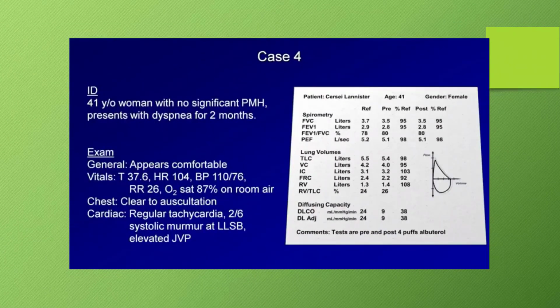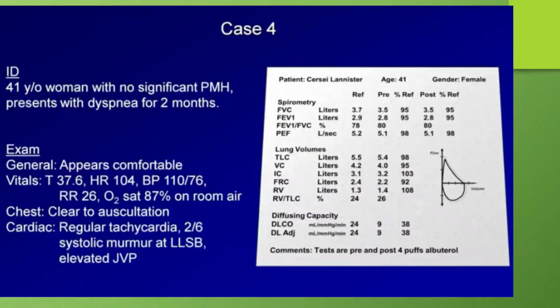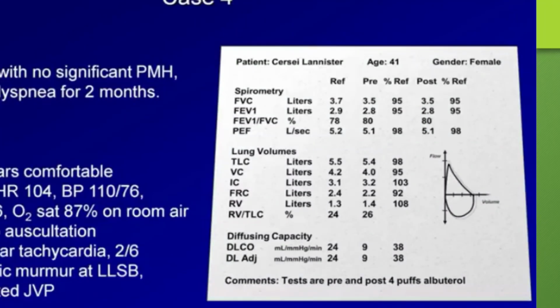Now come to case number 4. A 41-year-old woman with no significant history presents with dyspnea for 2 months. General condition is comfortable, 87% saturation. Chest is clear to auscultation. But in the cardiac parameters, you can see a regular tachycardia, there is a systolic murmur, and an elevated jugular venous pulse. Regarding the spirometric pattern, first look at the FEV1/FVC ratio, 80%. The FVC is also not bad.